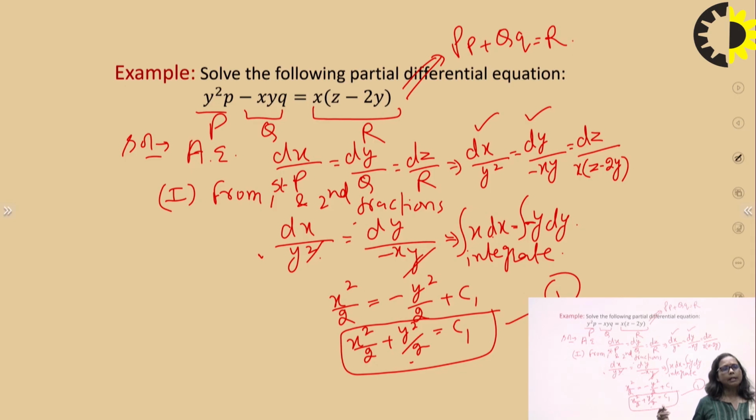After writing this first independent solution, I now think about my second independent solution. For the second solution, again I think about the grouping method, whether grouping is possible between any of these three fractions or not. So now I'm going to equate the second and third fractions over here: dy by minus xy is equal to dz by x into z minus 2y. In the next page, we are going to equate for the second independent solution.